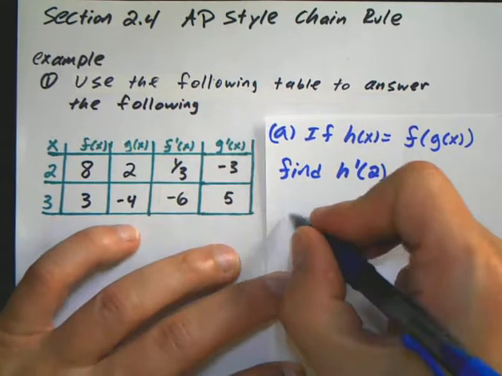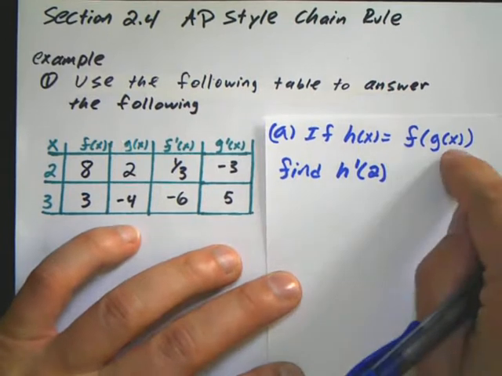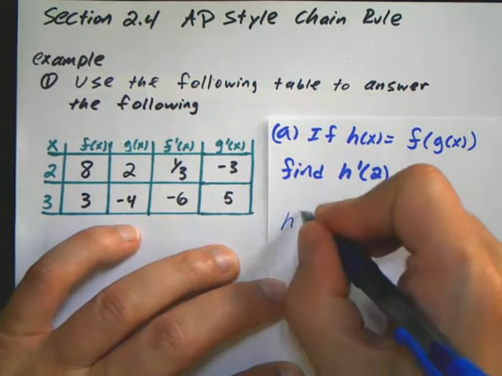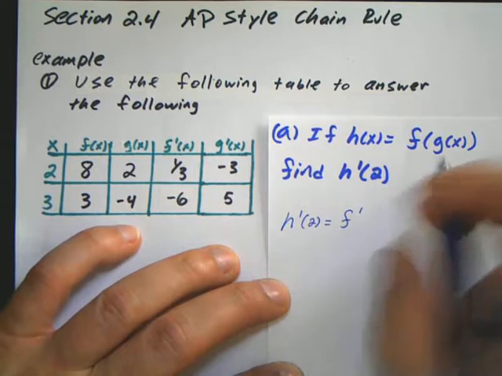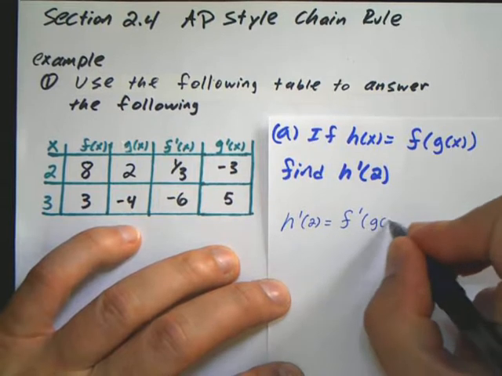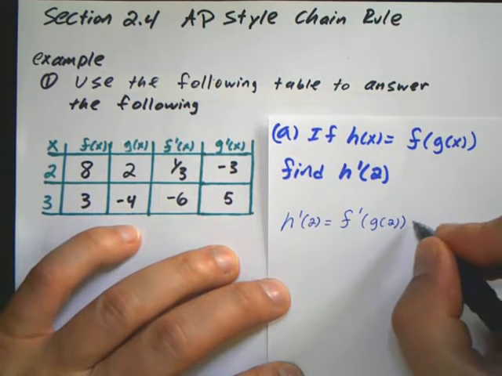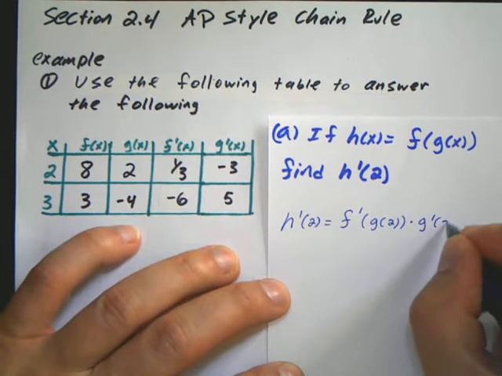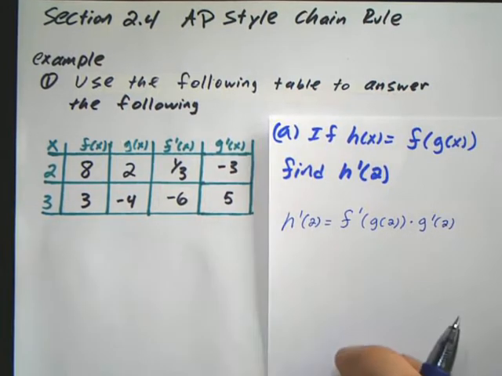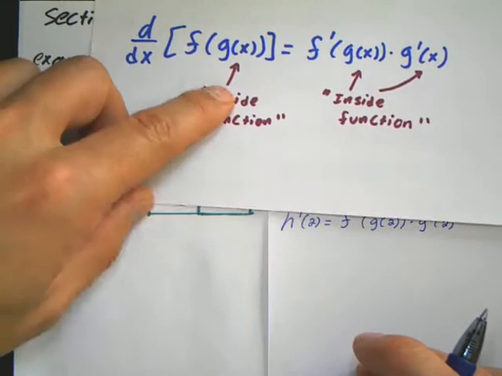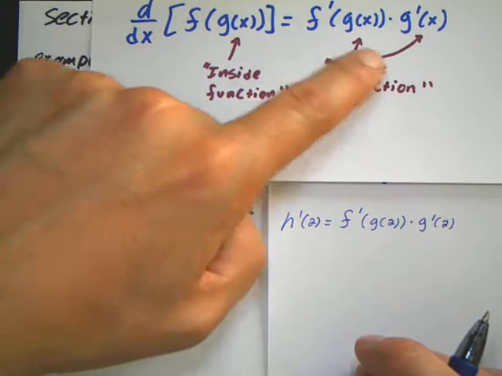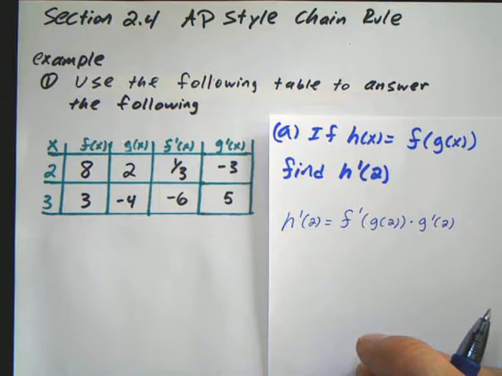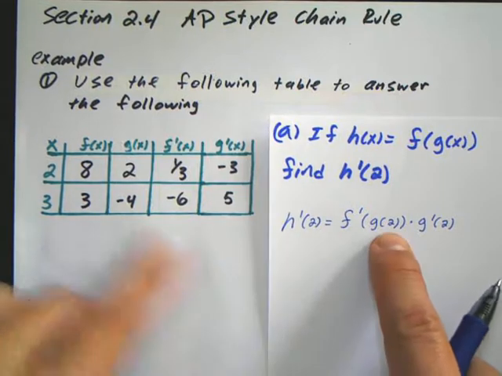Now to find the derivative, since you have f with g of x inside of it, h prime of 2 is going to be based on the chain rule. It's going to be f prime with g of 2 inside, and you multiply that by g prime of 2. This is almost the exact definition of the chain rule, except you plug in 2. So it's f prime of g of x times g prime. From there you look at the table of values to figure these out.